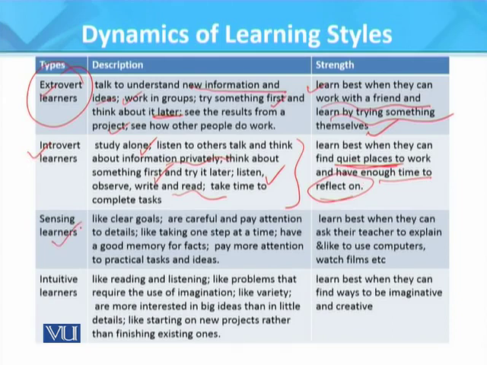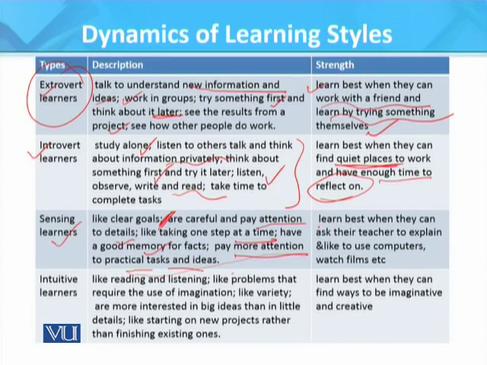Sensing learners like clear goals. They are careful and pay attention to details, like taking one step at a time. So they are never in a rush. They really need to have specific, clear objectives and goals of any task so that they can carry out that task stepwise, one at a time, have good memory of facts, and pay more attention to practical tasks and ideas.